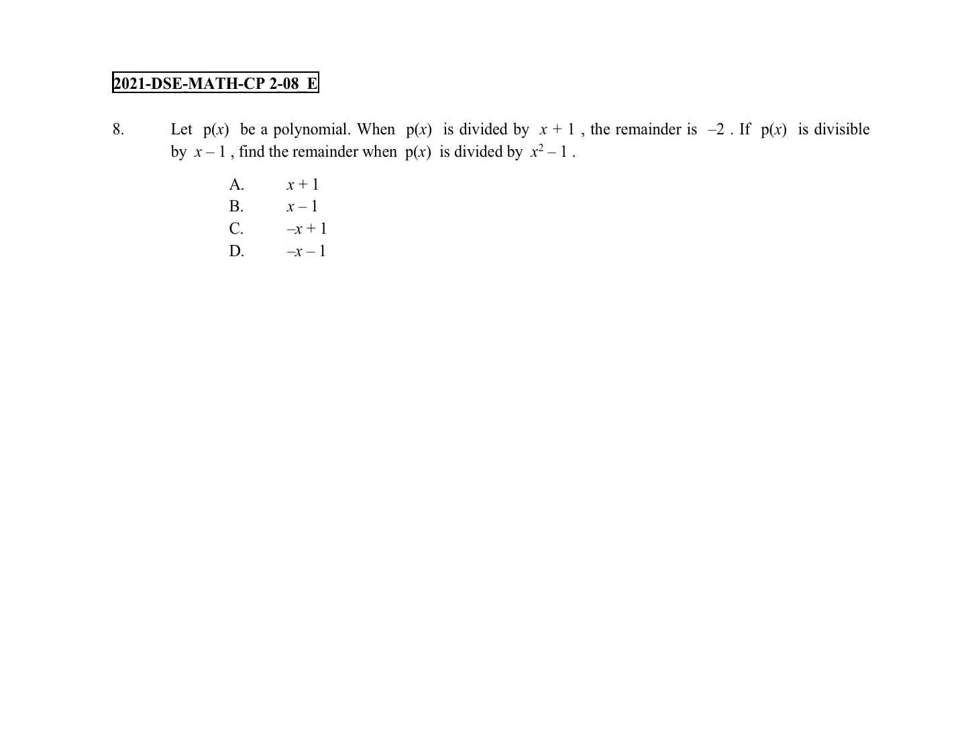So this problem will be about an MC question, about the division algorithm, the remainder theorem, and also the factor theorem. First of all, P(x) is a polynomial, and for the first two conditions, we know the remainder when divided by x plus 1, and that P(x) is divisible by x minus 1. Then we want to find the remainder when P(x) is divided by x squared minus 1, which is not a linear polynomial.